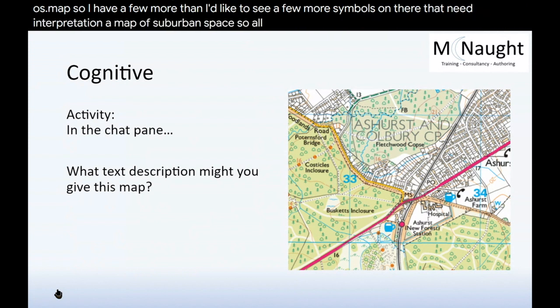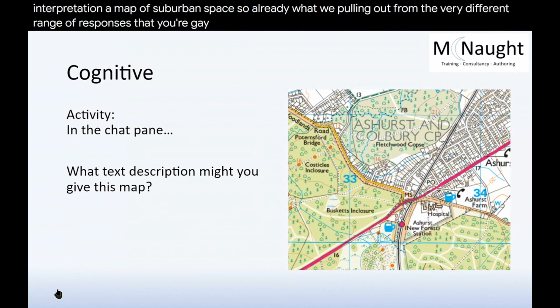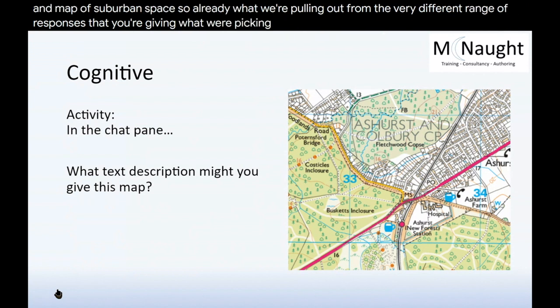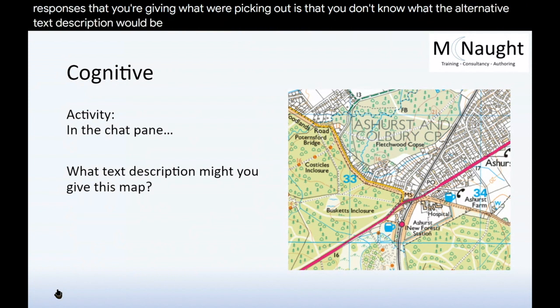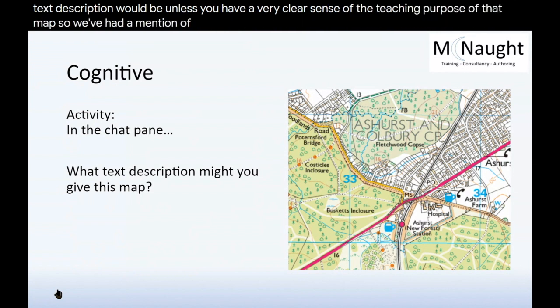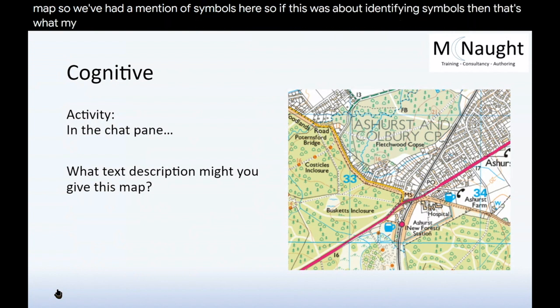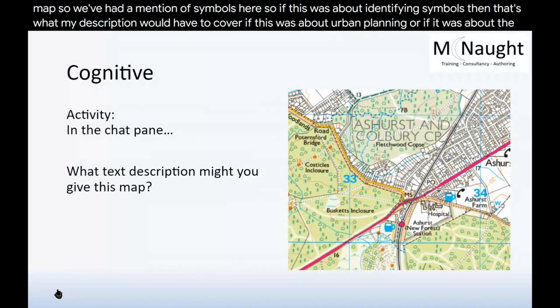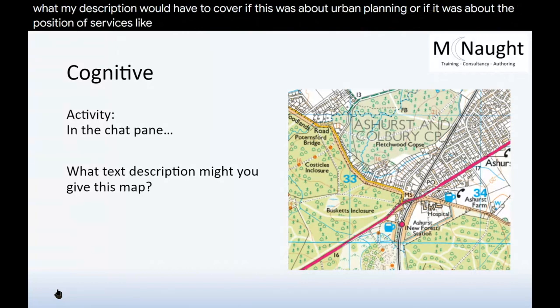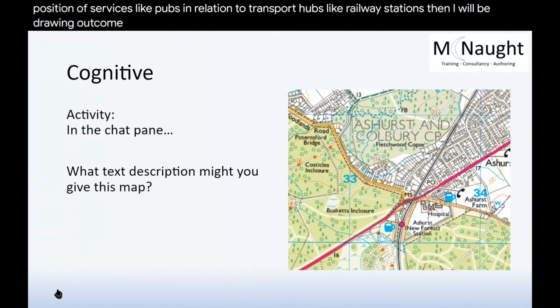So already what we're pulling out from the very different range of responses that you're giving, what we're picking out is that you don't know what the alternative text description would be unless you have a very clear sense of the teaching purpose of that map. So we've had a mention of symbols here. So if this was about identifying symbols, then that's what my description would have to cover. If this was about urban planning, or if it was about the position of services like pubs in relation to transport hubs like railway stations, then I would be drawing out completely different things.